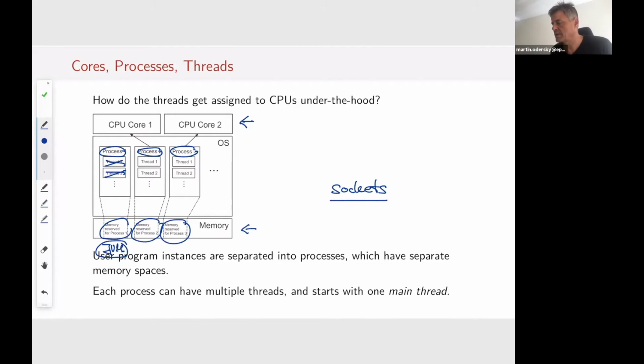So each process can have multiple threads, and it starts with one thread, which is the main thread. It might always have just the single main thread, but we have seen we can create new threads with the thread command or by creating new thread objects, and then we can execute those threads concurrently.